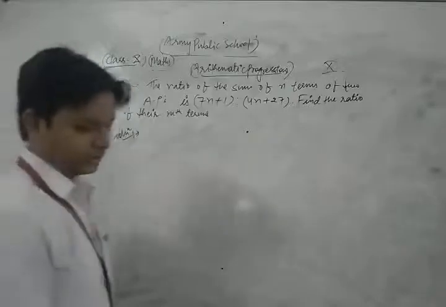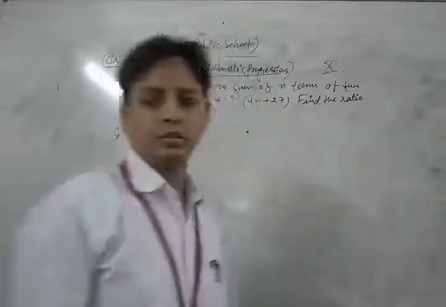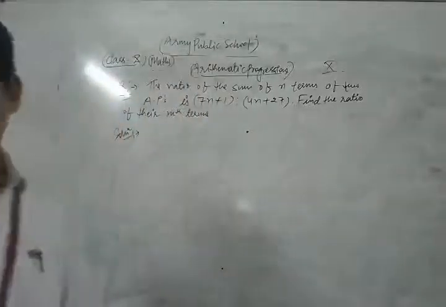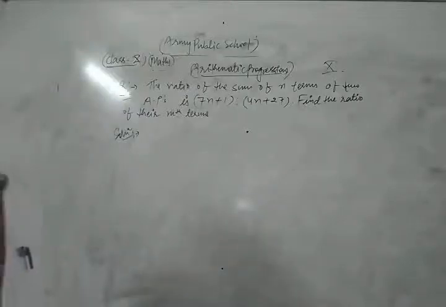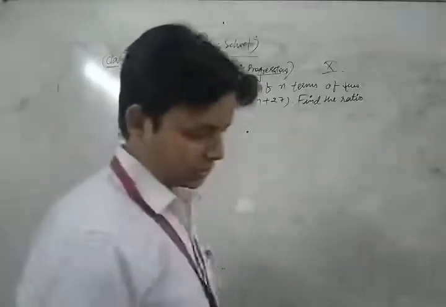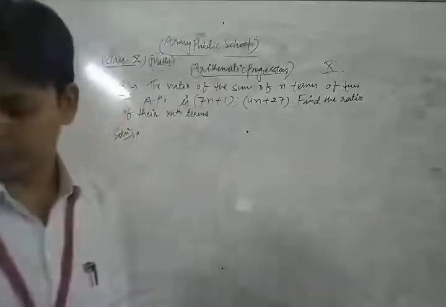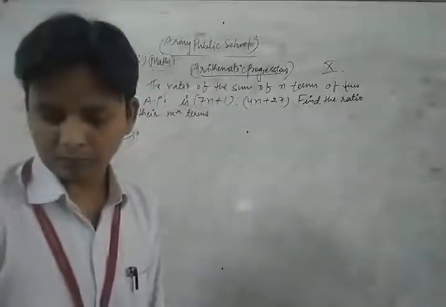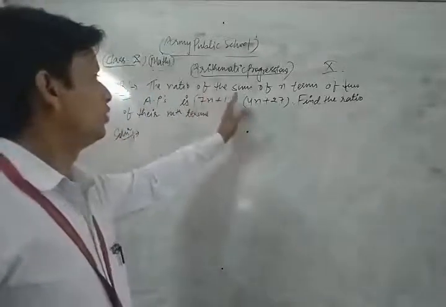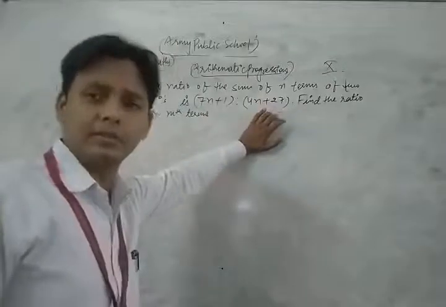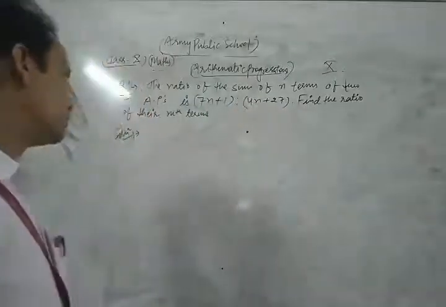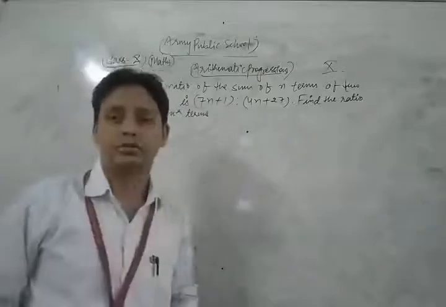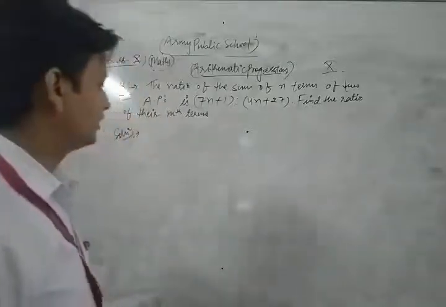Let's see its solution. Listen, this is a very important question of your syllabus. Let's see what is the process to solve this type of question. Here the ratio of the sum of n terms of two APs is given, and we find the ratio of their mth terms. So here two different APs are there.